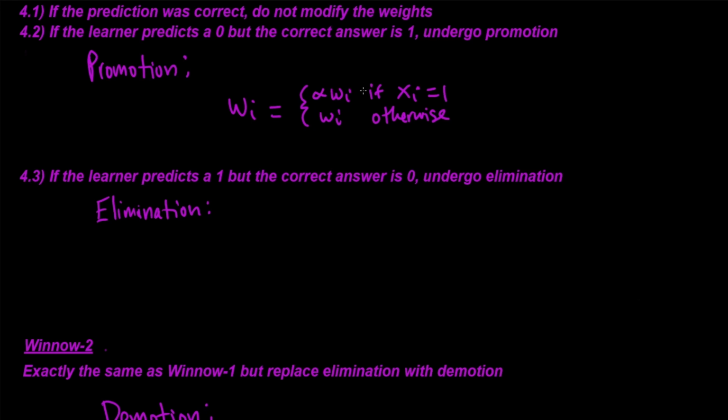So that's why we're multiplying it by alpha, a value greater than 1: we want to increase the weights, or increase the chances that we predict a 1 in the future. Now, why are we only doing this on features that are equal to 1?